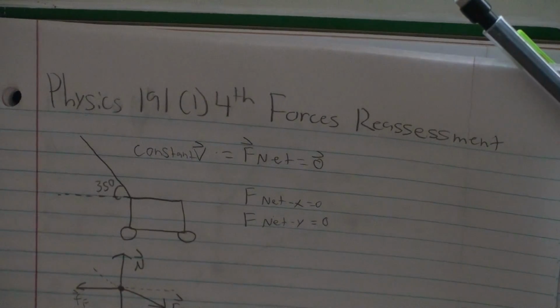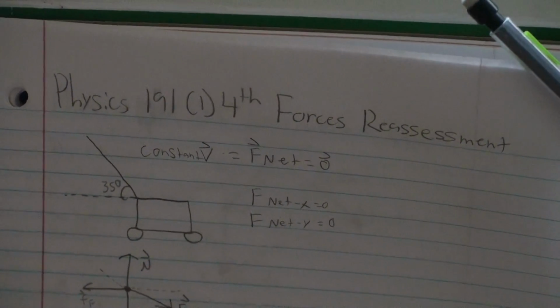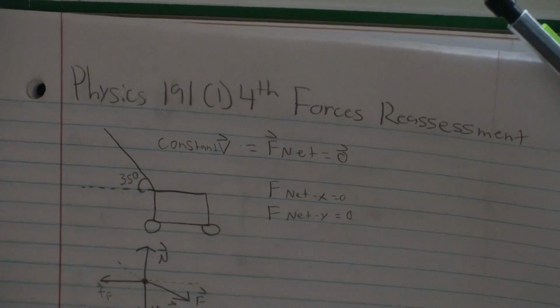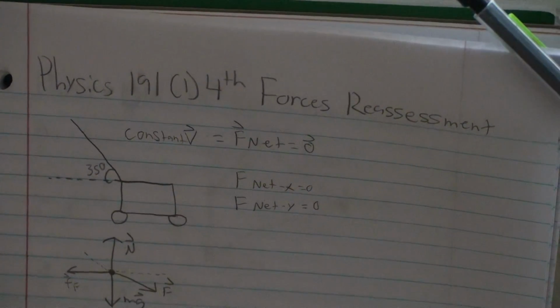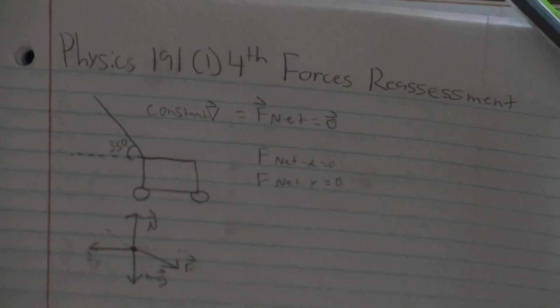If you push down on the mower at an angle of 35 degrees, how hard do you have to push to move the mower at a constant speed? Well, at a constant velocity, the sum of the forces is going to be equal to 0, and that's 0 in the x direction, 0 in the y direction, and also 0 in the z direction, although z is not needed.